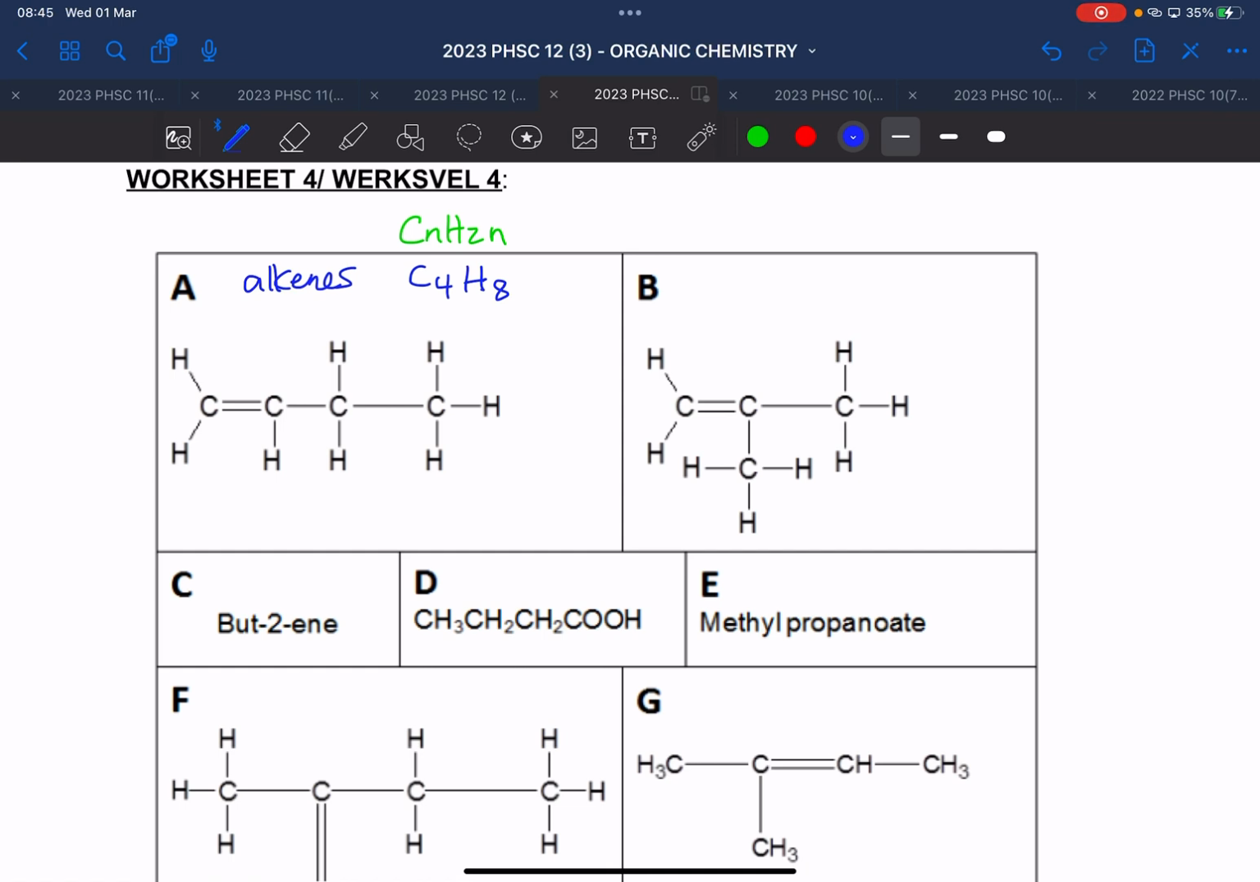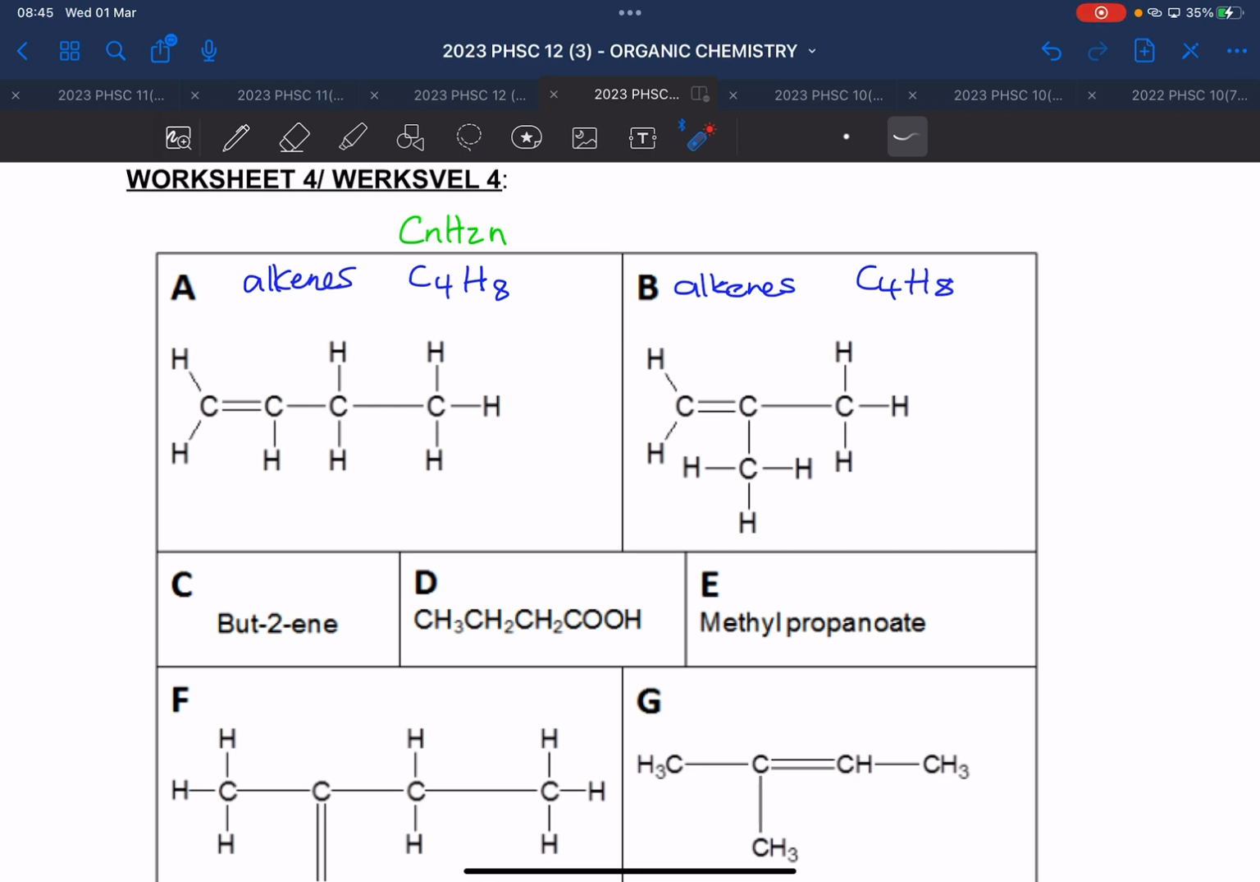B, number B. Also the alkenes. And what is the molecular formula, Liakwe? For B? So they are what of each other's? Isomers. Alright, then the next one, butene.